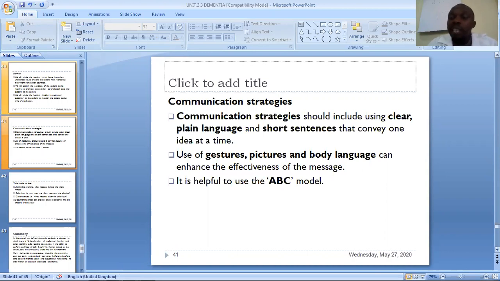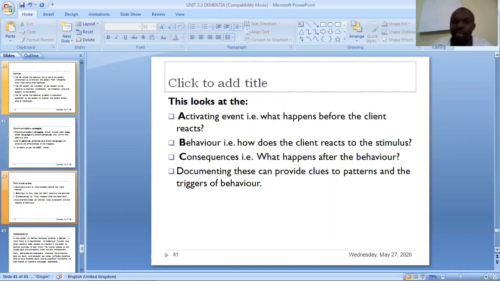It is helpful to use the ABC model. What is this ABC model? A stands for activating event. What happens before the client reacts? You must notice. You must assess. B is behavior. How does the client react to the stimulus? C we mean consequences. What happens after the behavior? As a nurse or relatives that stay with this patient, they must be able to use this ABC. Documenting these can provide clues to the pattern and the triggers of behavior.